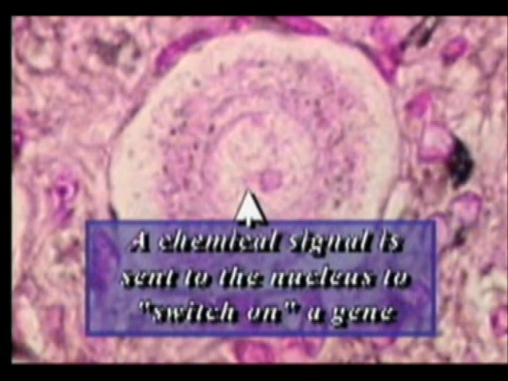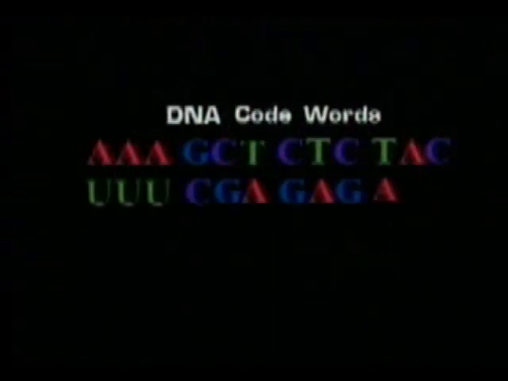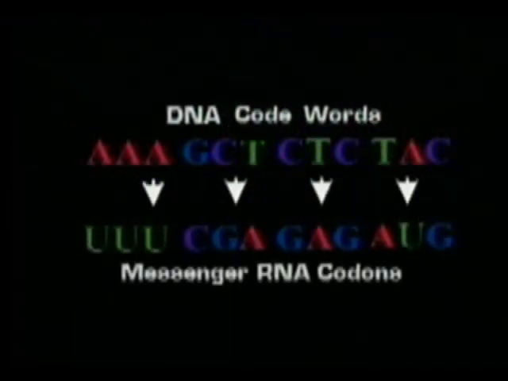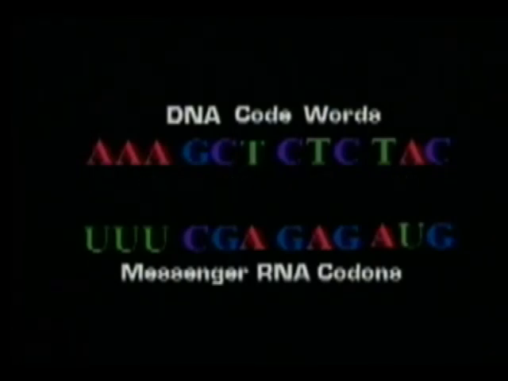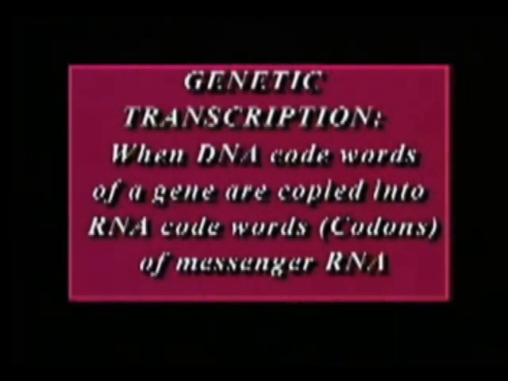Whenever a cell needs more of a certain protein, it sends a chemical signal to the nucleus, which causes the gene for that protein to be switched on. When this happens, the DNA code words in the gene are copied into the RNA code words, or codons, of messenger RNA. This process is called genetic transcription. After the gene is copied, the messenger RNA carries the protein-making instructions to a ribosome in the cytoplasm.